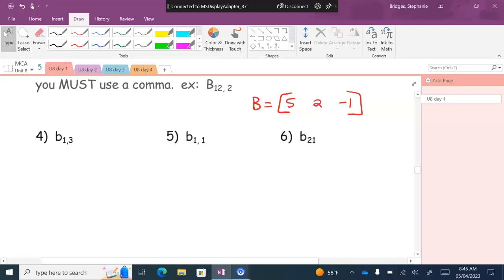All right, which element is in matrix B, row 1, column 3? -1, okay. Which element is in matrix B, row 1, column 1? 5, okay. And then which element is in matrix B, row 2, column 1? Not possible. There isn't a row 2, so I cannot find it.